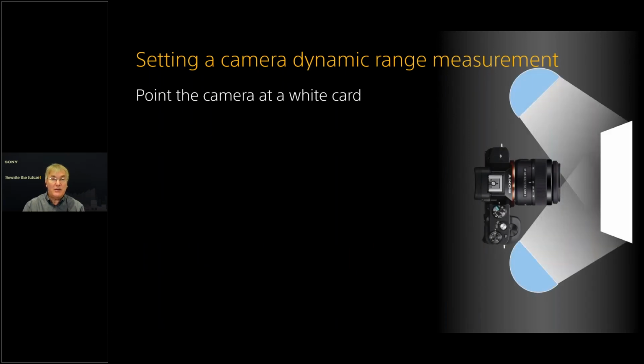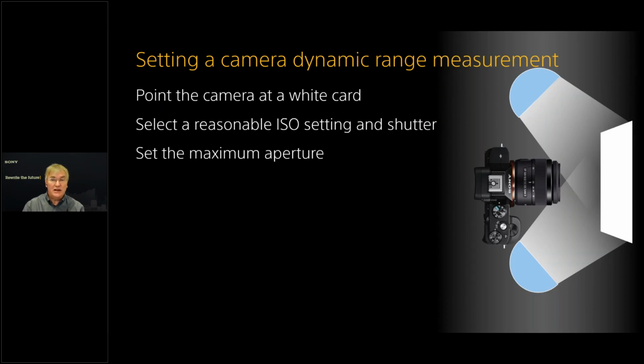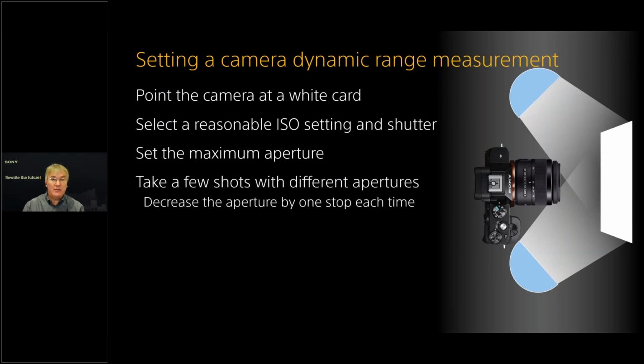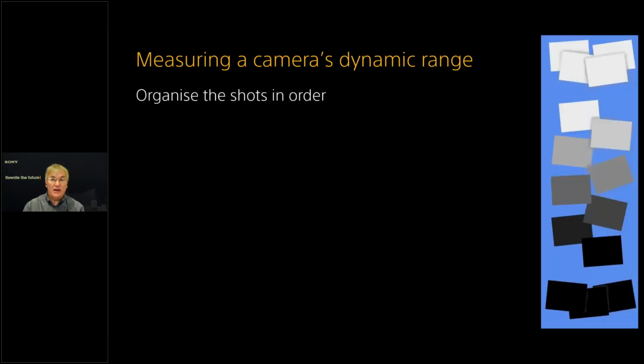Now you can measure the dynamic range of a camera very easily. Point your camera at a white card, set a reasonable ISO and a shutter setting to make sure the picture is nice and bright and white. You do need to have a lens with a nice big aperture, the biggest aperture possible, really a good idea. Take a few shots with different apertures. You decrease the aperture by 1 stop each time. What you end up with is a bunch of pictures like this.